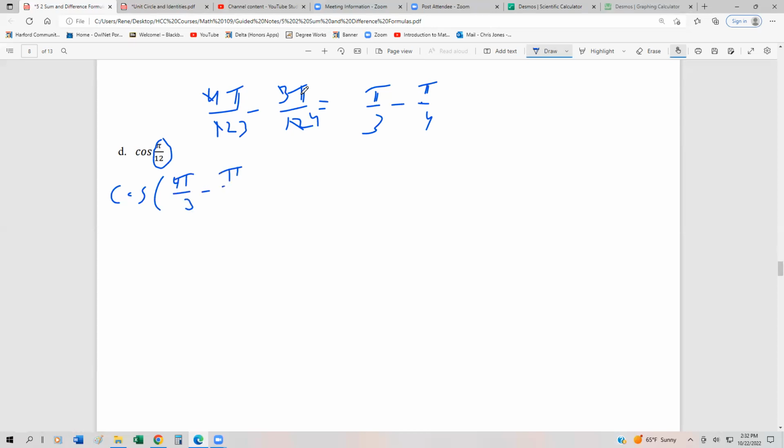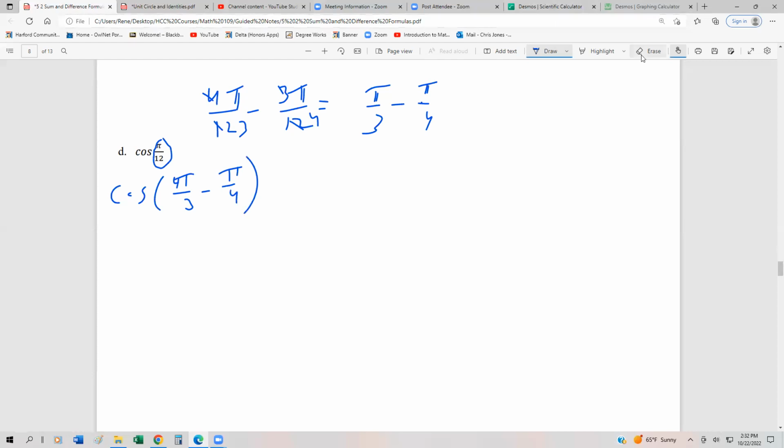Cosine of pi twelfths. Well, pi twelfths we can write as 4 pi twelfths minus 3 pi twelfths. Or what you could do is convert it into degree measure, and then from there you could try to split it up that way. But if we keep it in radians, that might be the easiest way to do it. And so now we can write this as the cosine of 4 pi twelfths, which actually simplifies into pi thirds, minus 3 pi twelfths, which is pi fourths when we simplify. So it's going to be pi thirds minus pi fourths.